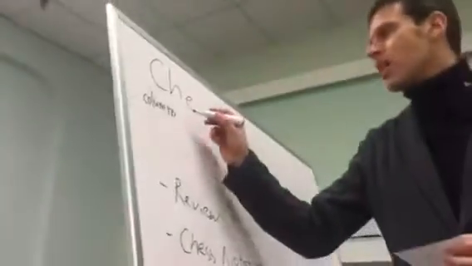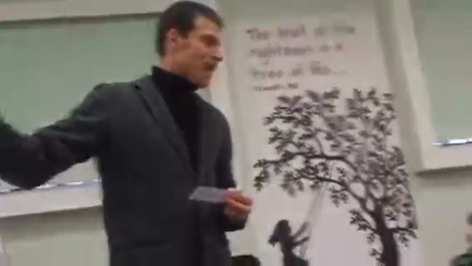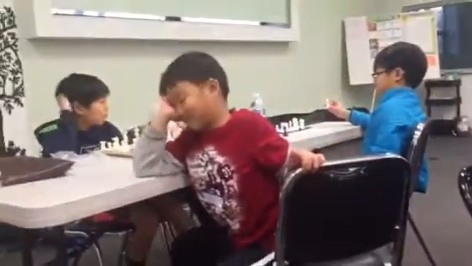Okay, so columns are called files. And from now on, going forward, we're going to call columns files. Okay? So that's the chess language. Everyone got it? Yes. Files. What about rows? How do you call rows?